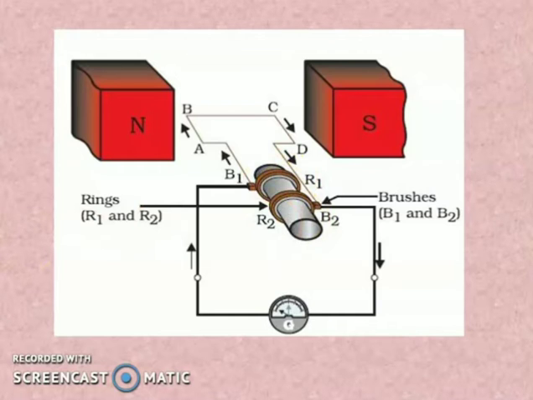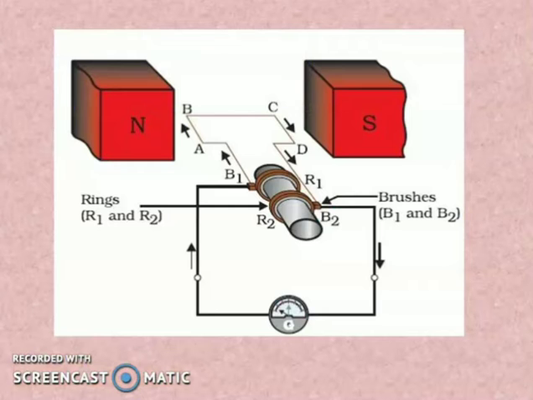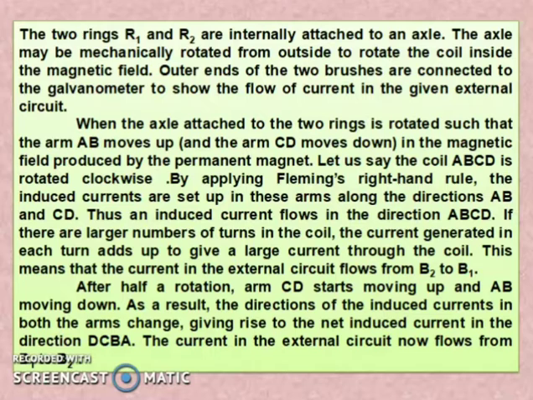The inner side of the rings is insulated. The two conducting stationary brushes B1 and B2 are kept pressed separately on the rings R1 and R2. So on ring R1 there will be the brush B1, and on ring R2 there will be the brush B2. This is the construction of an electric generator.